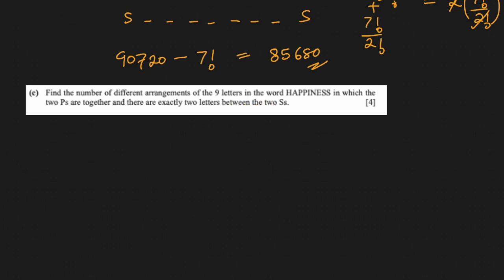In this case, we can think of 2 situations because they said exactly 2 letters have to be between the 2 S's, right? So there can be S, P, P, S. This case can be there, right? Or S, some other two letters, and S. There can be 2 situations like this.